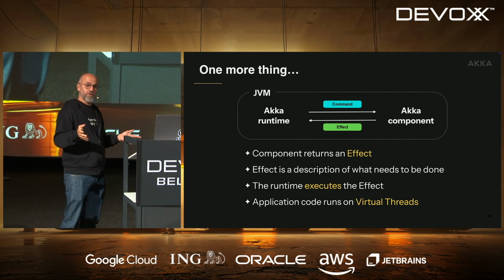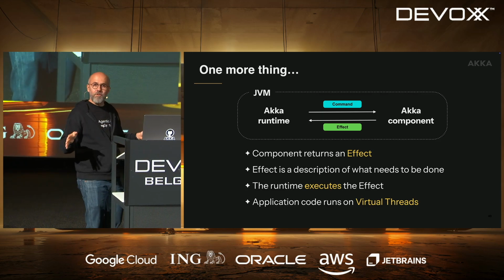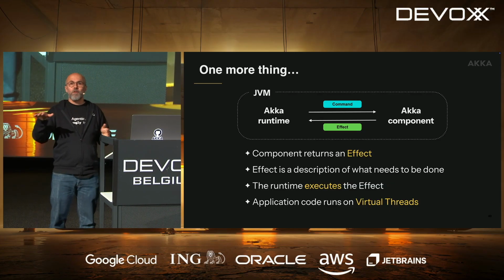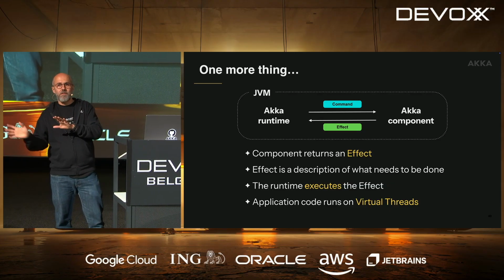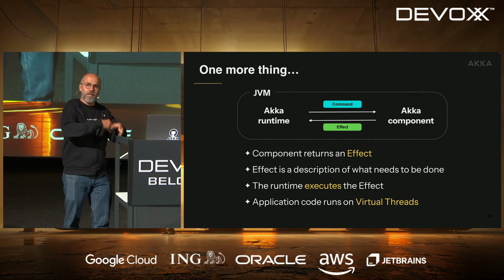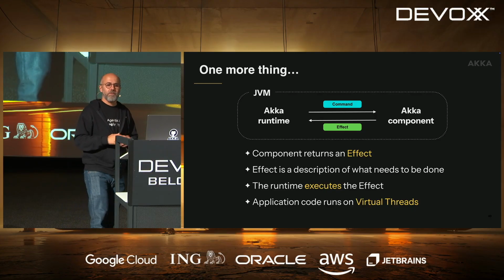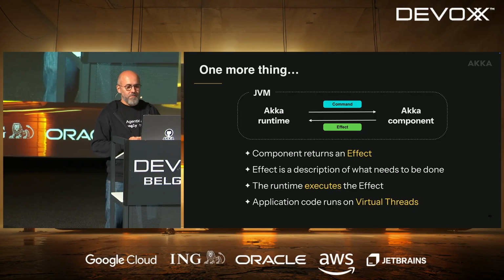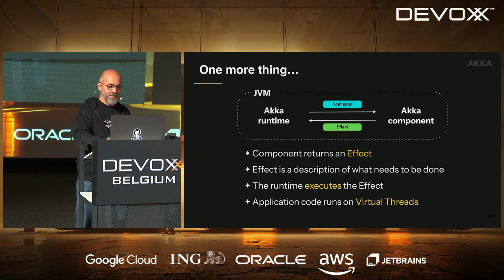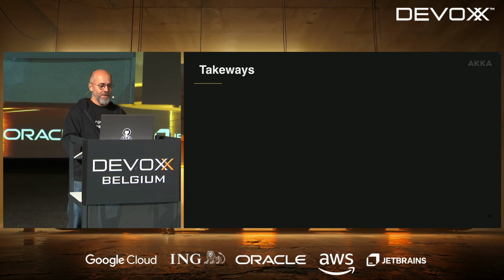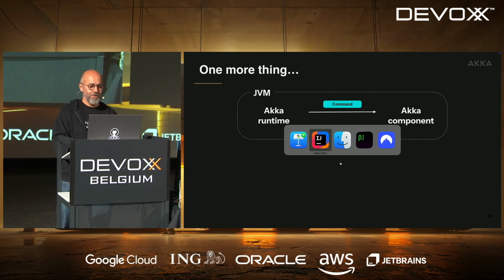So you don't need to use futures anymore. You just do general calls. It gets blocked, yes, on the virtual thread, and Akka does all the machinery needed to get this running smoothly.